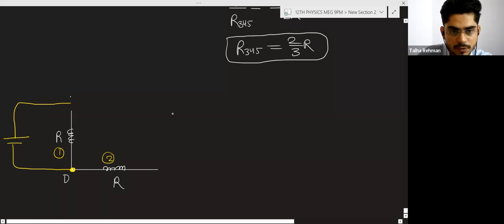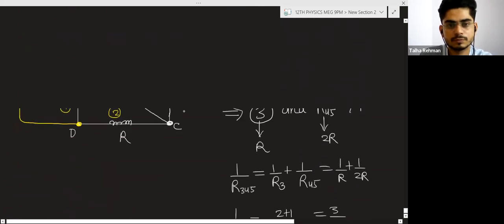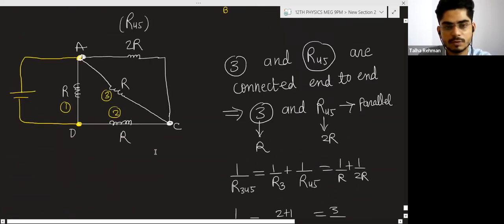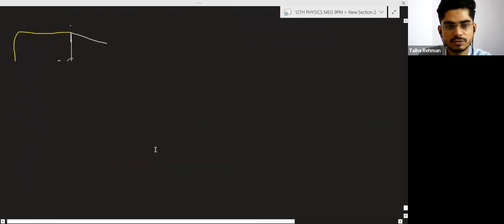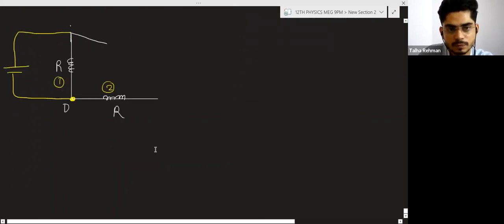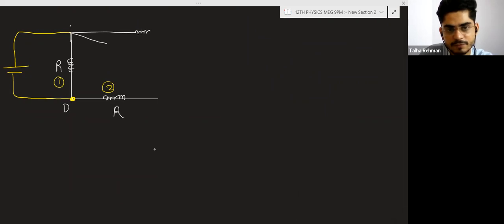So here I am connecting a single resistance. You can just connect this resistance like this, whatever way you want, because these resistances are on the single wire.